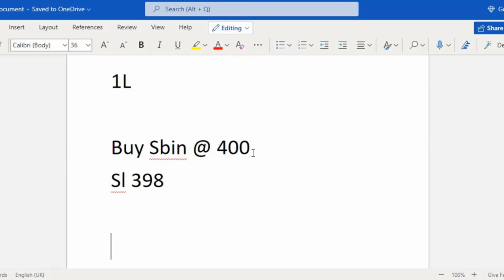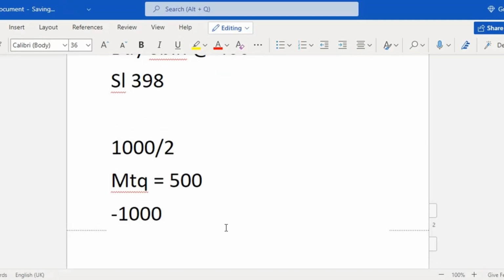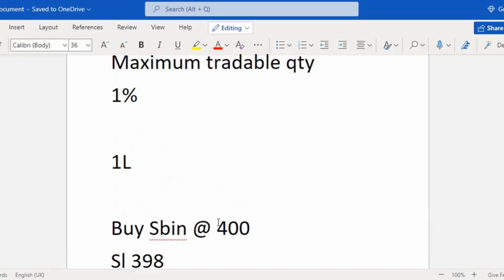We are going to divide risk appetite by our stop loss. So what is stop loss in this case? You guys tell me. Yes, it's 2 rupees: 400 minus 398, our buying price minus stop loss. So this is where you get your MTQ. The maximum tradable quantity is 500. Why 500? Because on a 500 quantity, if your stop loss of 2 rupees gets hit, you're not losing more than 1000 rupees, which is 1% of your capital. So you will only take a hit of 1000. This is the logic behind position sizing.